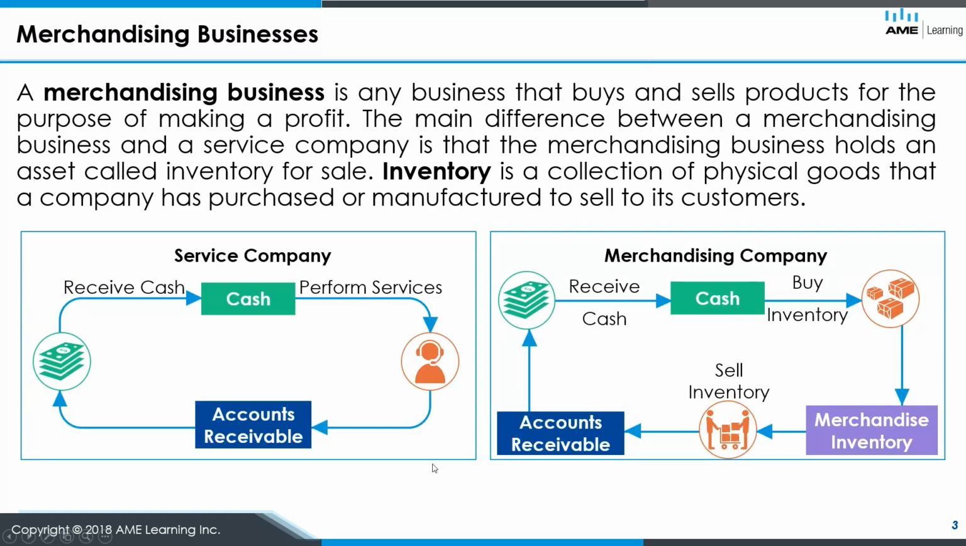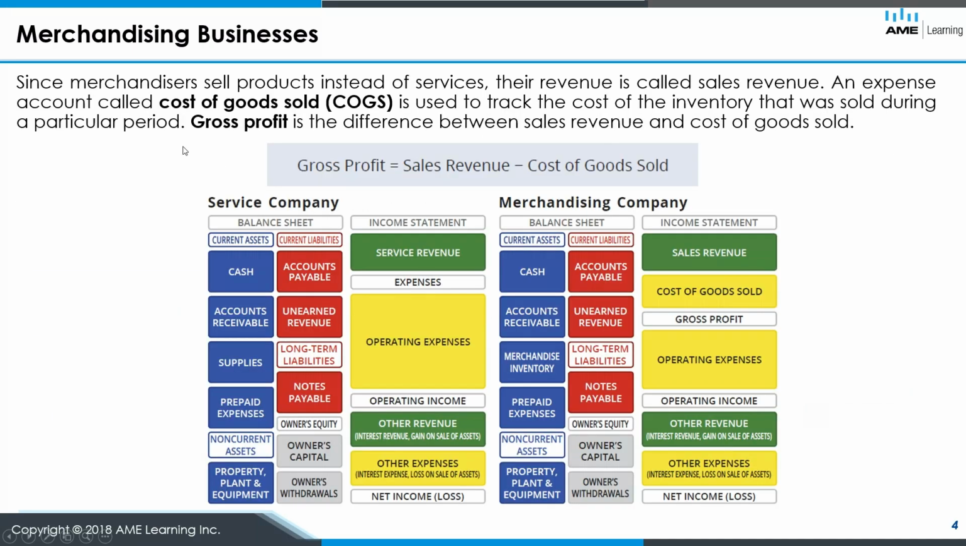So here's just a little diagram. When we're talking about a service company, this business performs services, accounts receivable, receives cash, and that's the whole cycle. With the merchandising company here, we've got inventory that we purchase, then we sell the inventory to the customer, receive the cash, and that just continues on. So the big differentiator being that we have products that we're selling, inventory.